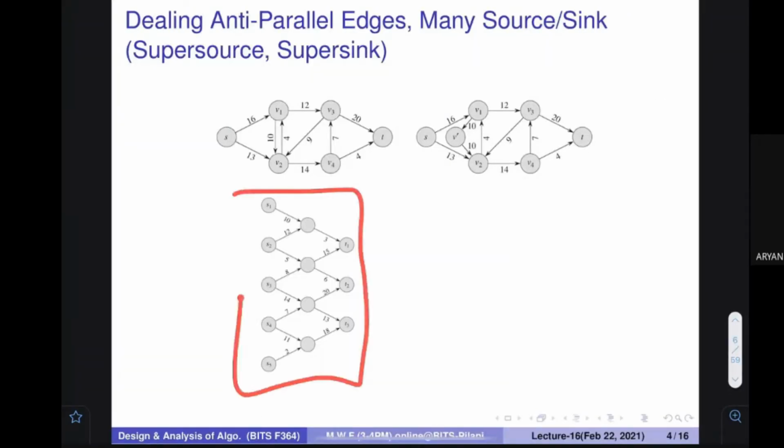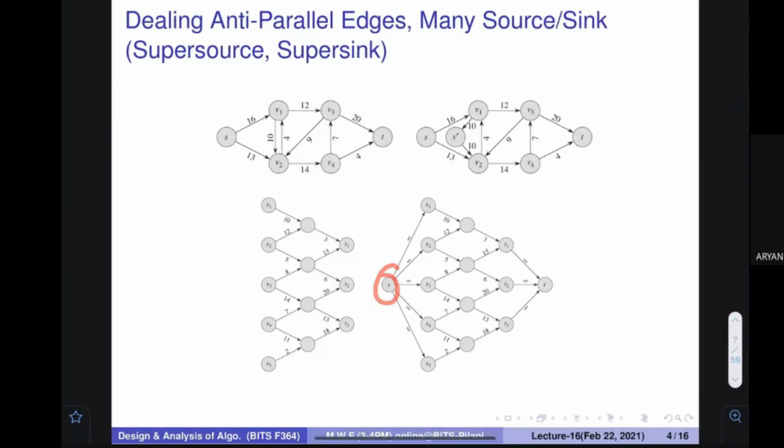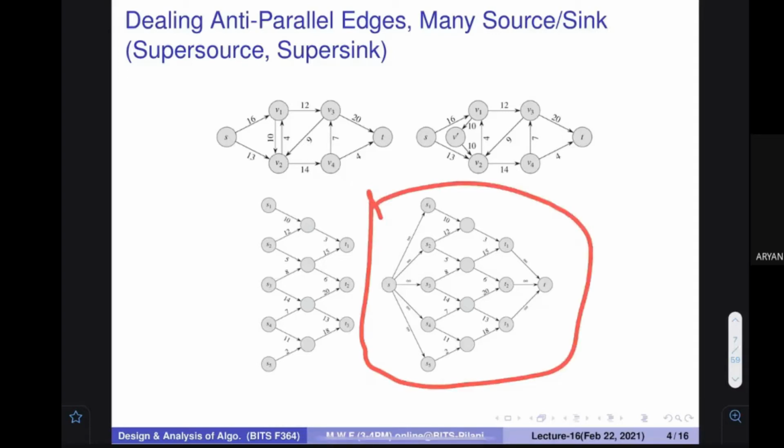This is another special condition where multiple sources and multiple sinks are there. The solution is that you put an extra source over here, and from here you send all these things which are being forwarded over here, and similarly you put a sink over here and it is going to receive all these things. So by adding a super source and a super sink, you can always convert the problem into this particular form where there is no parallel thing.